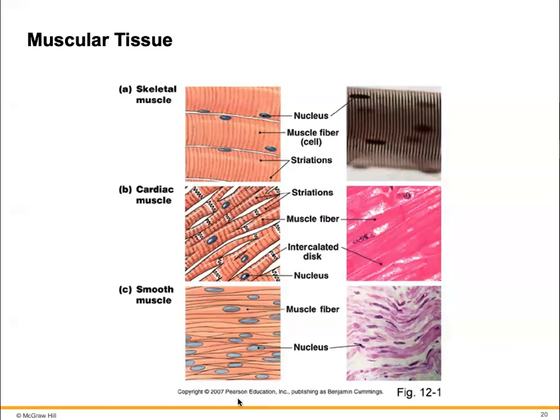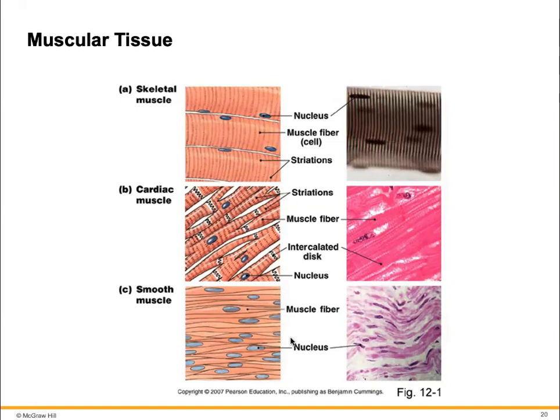Now, there's three major types of muscular tissue. There's skeletal muscle, cardiac muscle, and smooth muscle. They all have unique characteristics, but there's also some shared characteristics between them. Cardiac muscle and smooth muscle both are involuntary, meaning that we do not have conscious control over our cardiac muscles contracting, which would be our heart, nor do we have conscious control over our smooth muscle, which is basically the muscle that is lining any organ involved in our digestive system. So cardiac muscle and smooth muscle, we do not have conscious control over them.